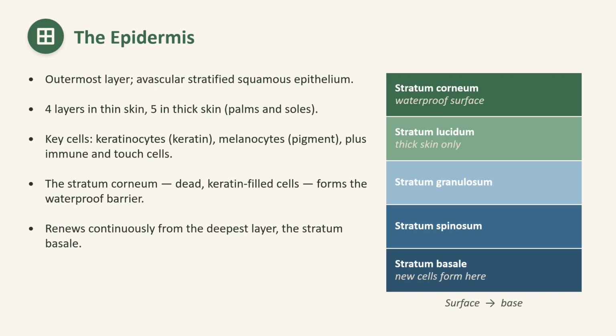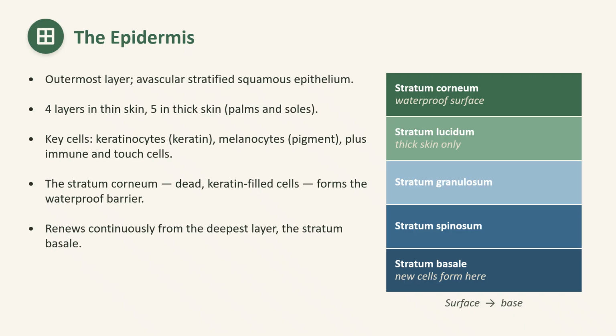The 2 cells to know are keratinocytes, which make keratin, the tough protein that waterproofs and strengthens the surface, and melanocytes, which make the pigment melanin. There are also immune cells and touch-sensing cells living in this layer.